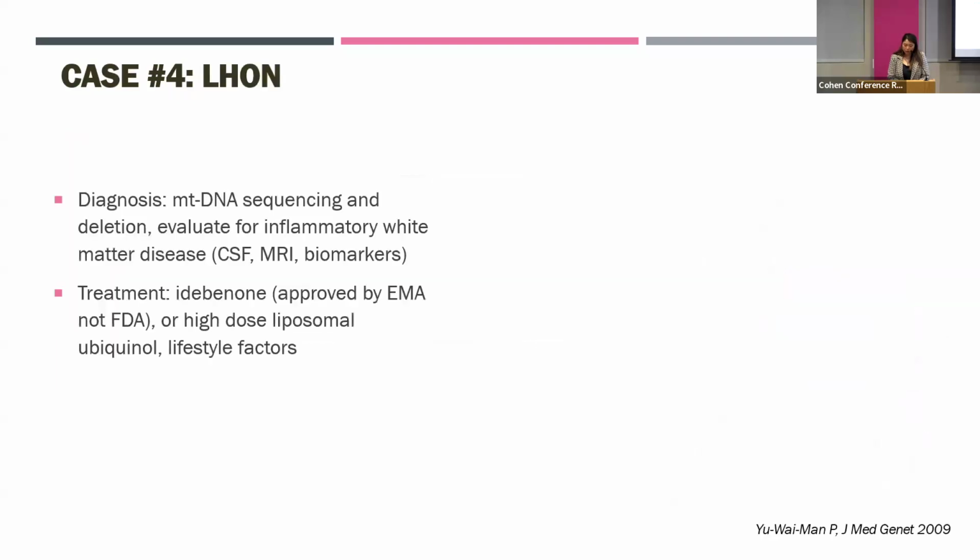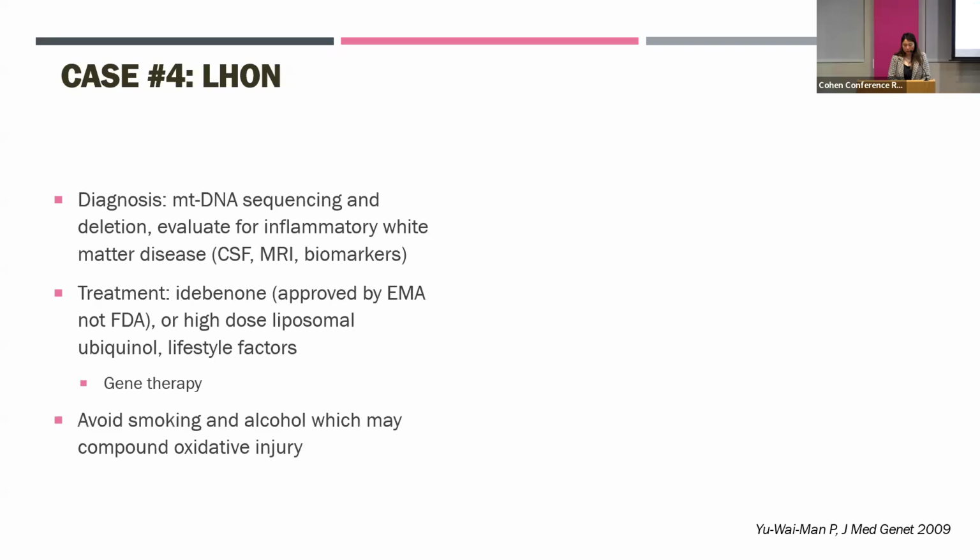The diagnosis is to do their mtDNA sequencing. Most of these are, as you can see, mitochondrial DNA problems. And the treatment is idebenone, which is a form of CoQ10. This is approved by the European group, the EMA, but not by us. So here we give them high dose liposomal ubiquinol and talk to them about lifestyle factors. More recently, the therapy trials are closed, but there may be upcoming gene therapy for this.